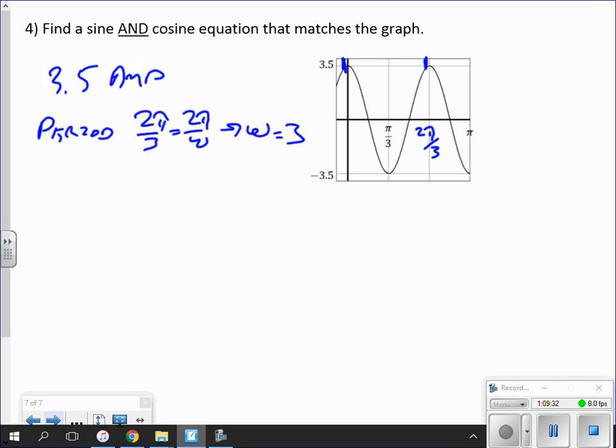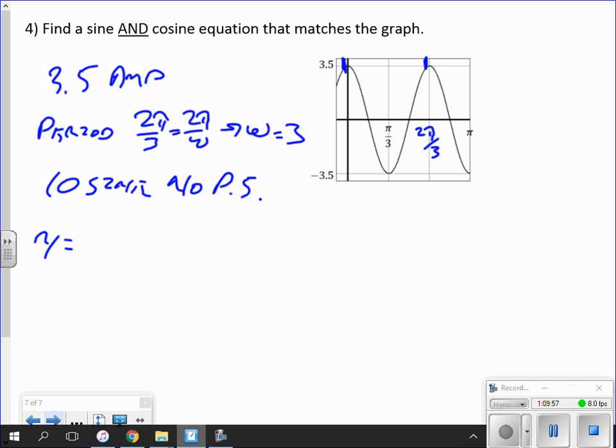We don't have phase. Do we have a phase shift for cosine? No, for cosine, no phase shift. So let's go ahead and do the cosine, because we don't have a phase shift for the cosine. That's easy.